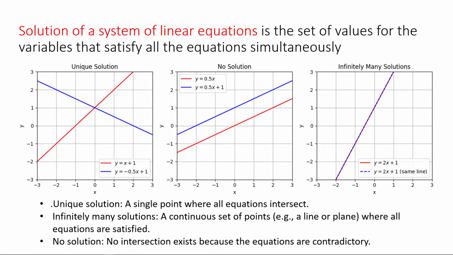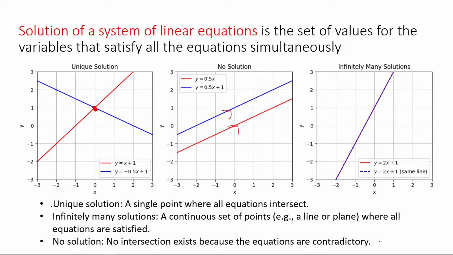A system of linear equations can have a unique solution, a single point where all the equations intersect. Here there are two lines, the red one and the blue one, and the point where they intersect is the unique solution. It has no solution when the lines are parallel to one another. This system of equations has no solution, no intersection exists, because the equations are contradictory.